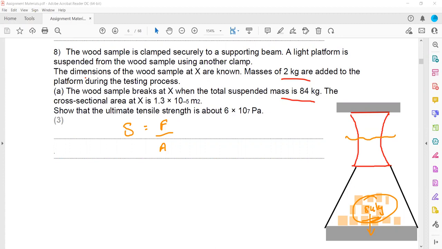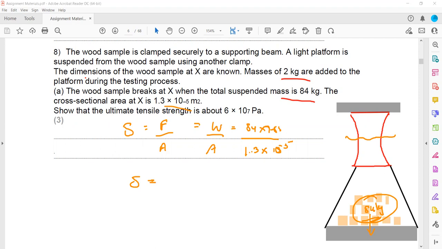So the force is actually equal to weight, which is mass multiplied by 84 into 9.81, as you mentioned, that will be 824. Divided by the area of cross section, which is 1.3 exponent minus 5, as I mentioned in the question. So when we divide them, 824 divided by area, we'll get the maximum value of the stress which this object can bear.